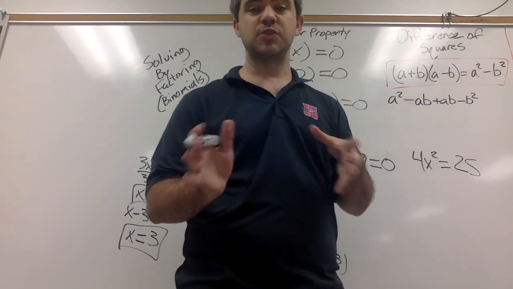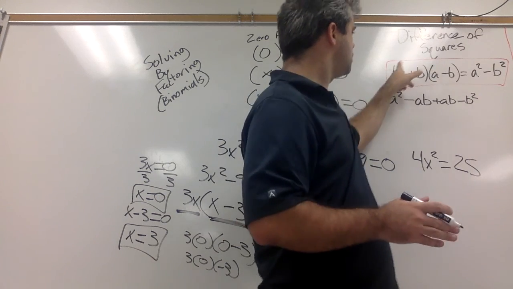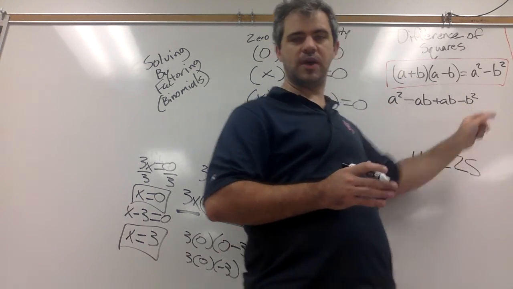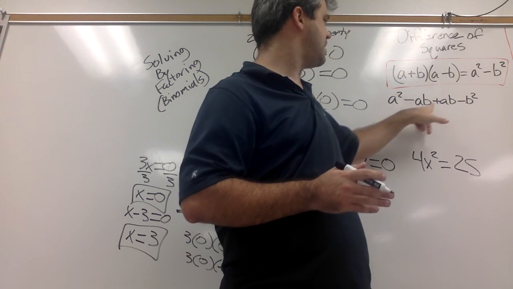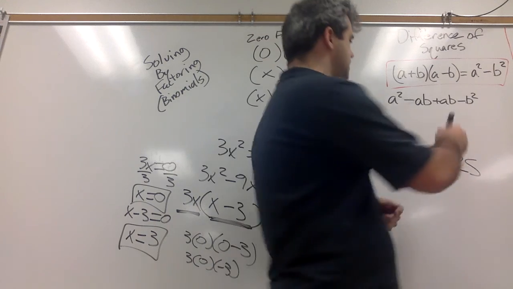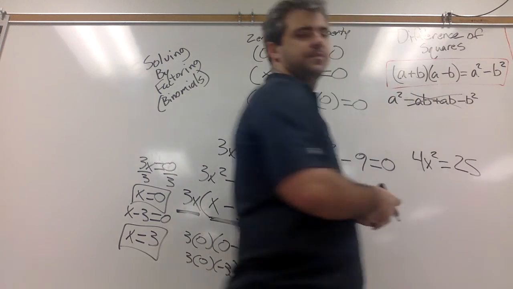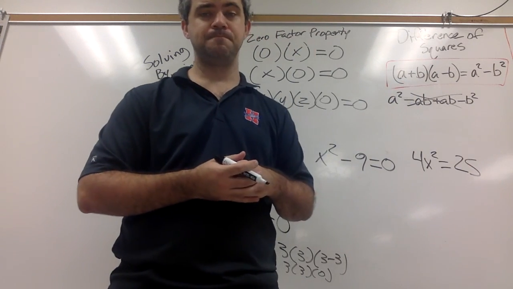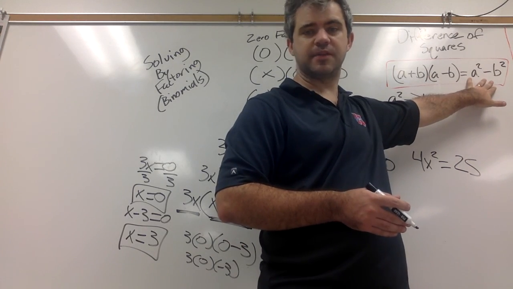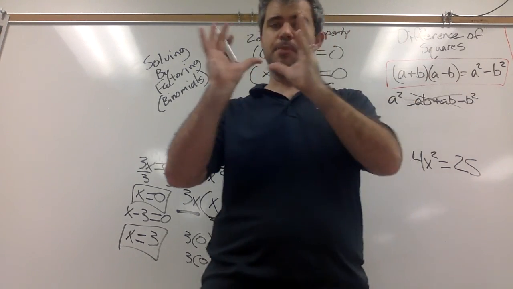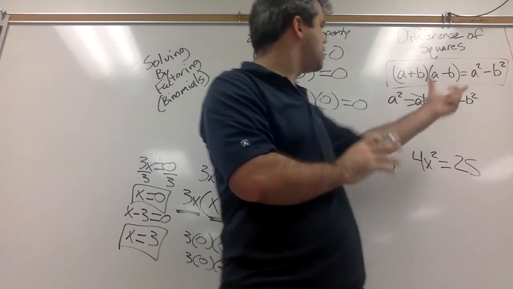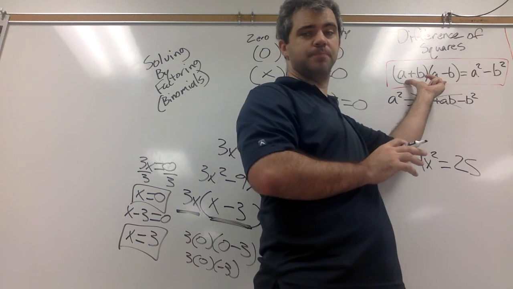Now the reason this works is if you do all of this multiplication, you wind up with a squared minus ab plus ab minus b squared. Well, what happens to those middle terms? They go away. So anytime you see this pattern, a perfect square minus another perfect square, a difference of squares, you can factor it out in this form.